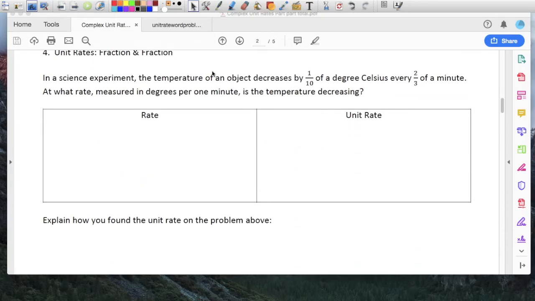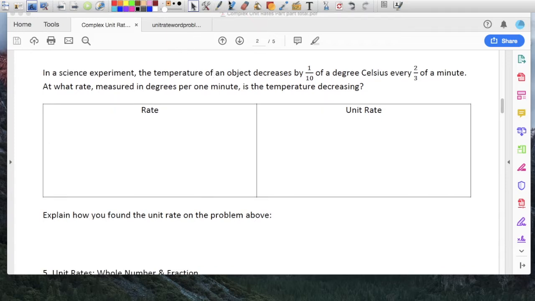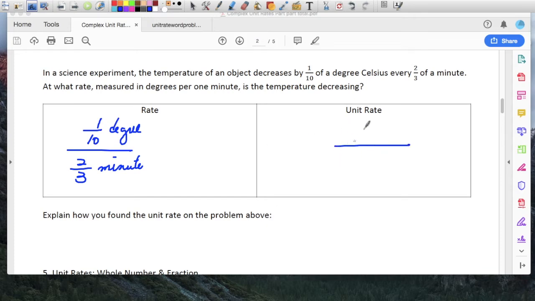Question 4. In the science experiment, the temperature of something decreases by 1/10 of a degree every 2/3 of a minute. So let's go for it. We want to find the unit rate. The unit rate is when one of the units is 1. So we want to change that 2/3 of a minute to a minute. Here we're going to write degree.